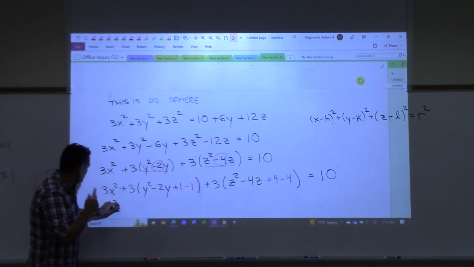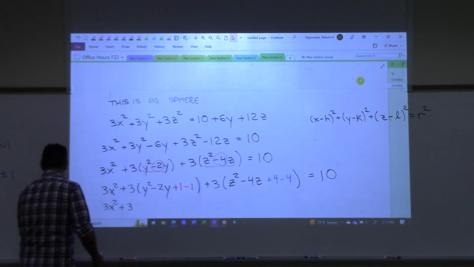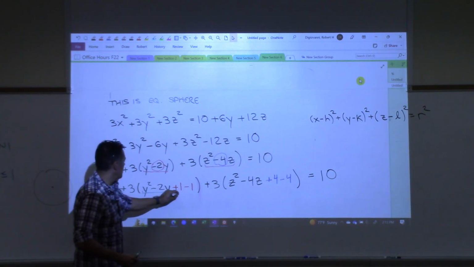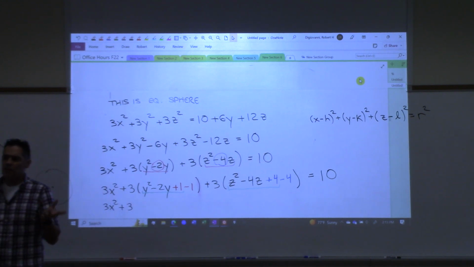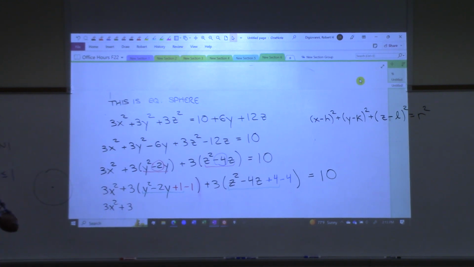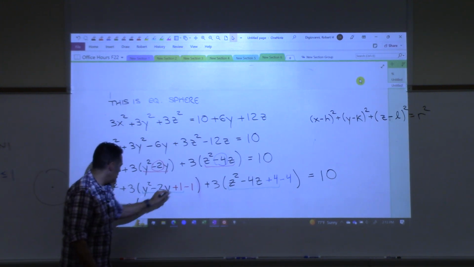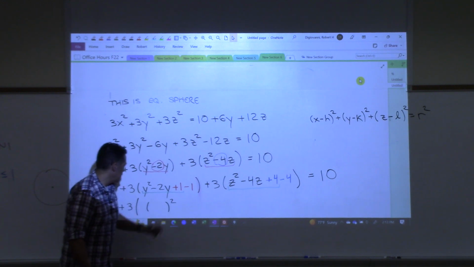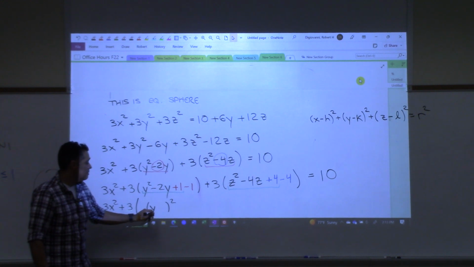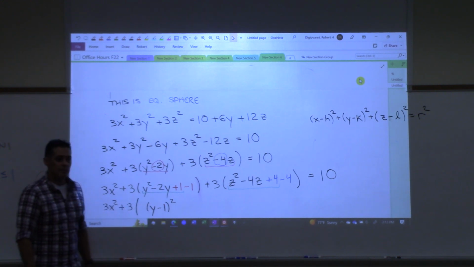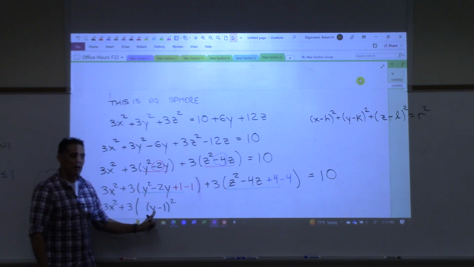3x squared. The whole reason we did that is because these 3 terms right here and these 3 terms right there are guaranteed to be perfect square trinomials, which means they factor to be something times itself. So these 3 terms turn into what squared? Y minus 1. If you factor just what's in green here, you'll get y minus 1 squared.